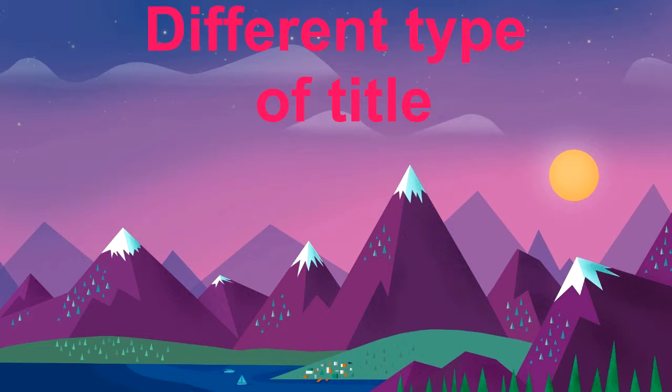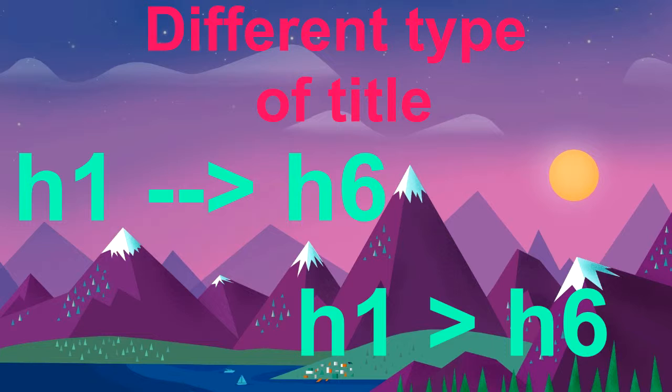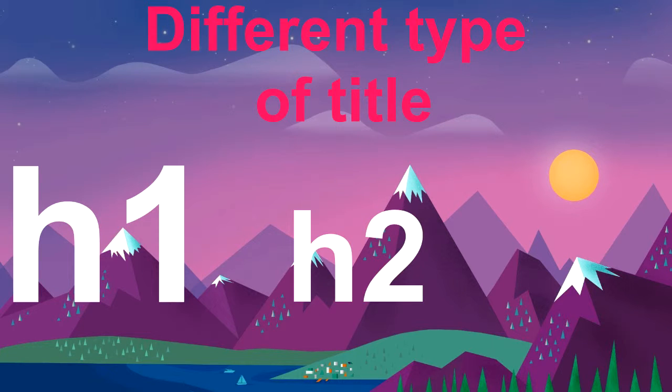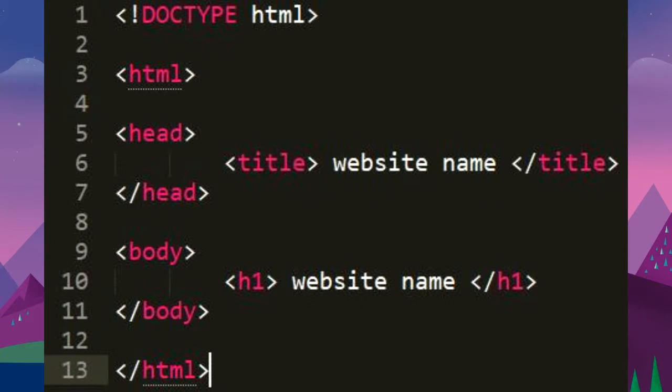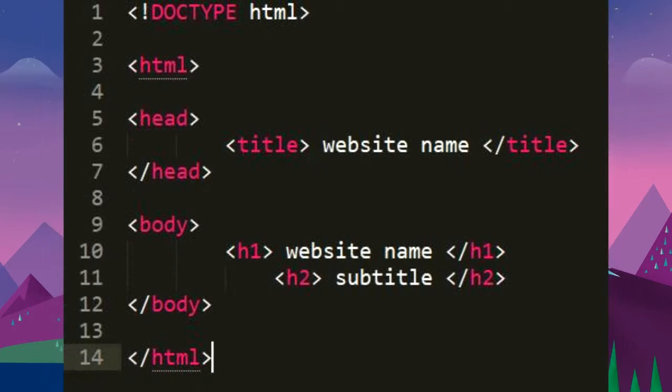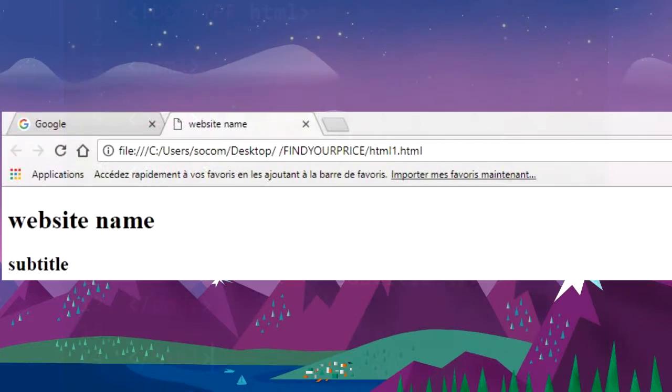There are different types of title. There exist the tags h1 to h6, with h1 being more important than h6. So h1 will be bigger than h2, and h2 will be bigger than h3, etc. So you will insert your main title, the h1, in general your website name. Next, you will insert your subtitle h2 below the main title. As you can see, the size is different because of the tag.